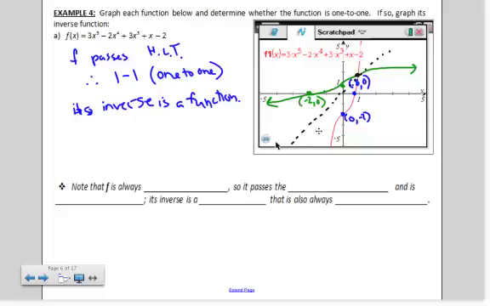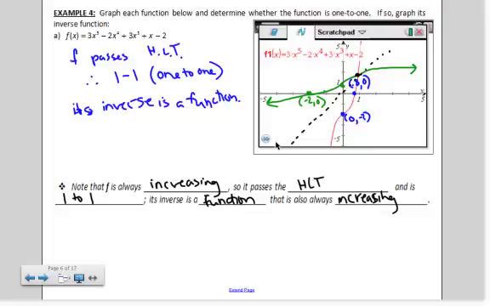Okay, so some observations. Note that f is always increasing. So it passes the HLT, the horizontal line test, and it is 1 to 1. And its inverse is a function that is also always increasing. Kind of cool.